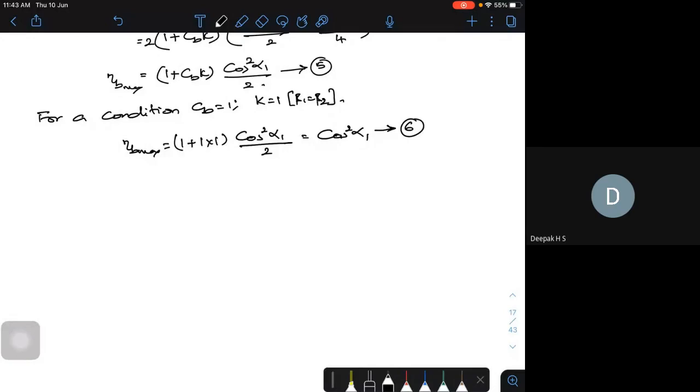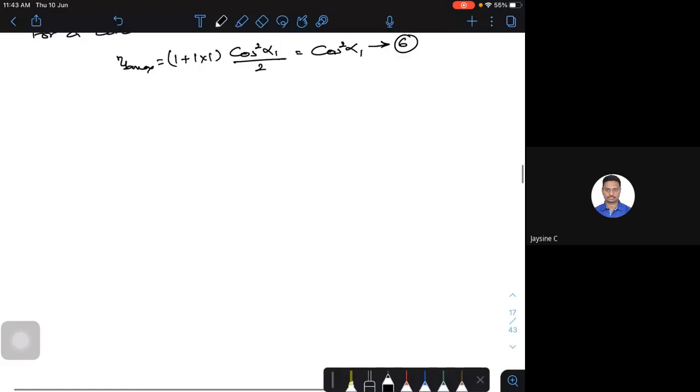So if someone asks you to obtain the expression for the maximum blade efficiency for a single stage steam turbine, starting from your speed ratio, or with respect to the ratio of blade speed to your steam velocity, this is what we are supposed to do. Is it clear? Any doubts? No, sir. Okay, fine.